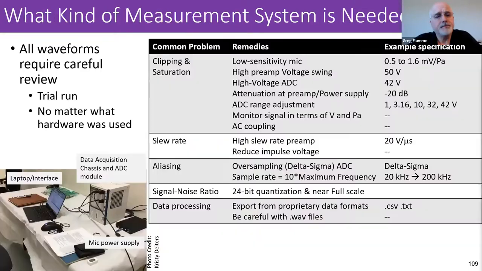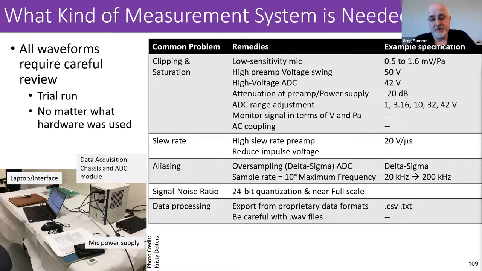Next slide, please. So the kinds of measurements that you need in order to avoid clipping and saturation, you need a low sensitivity mic, which is going to correspond to a higher frequency response, as Don was mentioning earlier. The preamplifier should have a pretty big capacity for a high voltage swing, something on the order of 50 volts, and just slightly lower than that for your analog to digital converter. Now, it's possible to have lower values than this, but it can introduce complications.